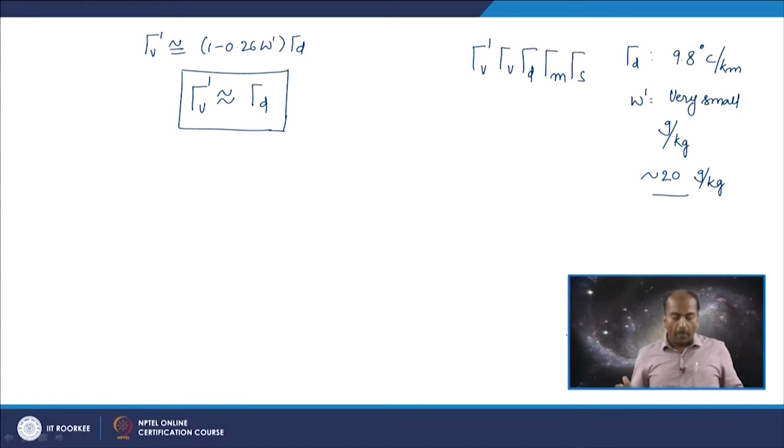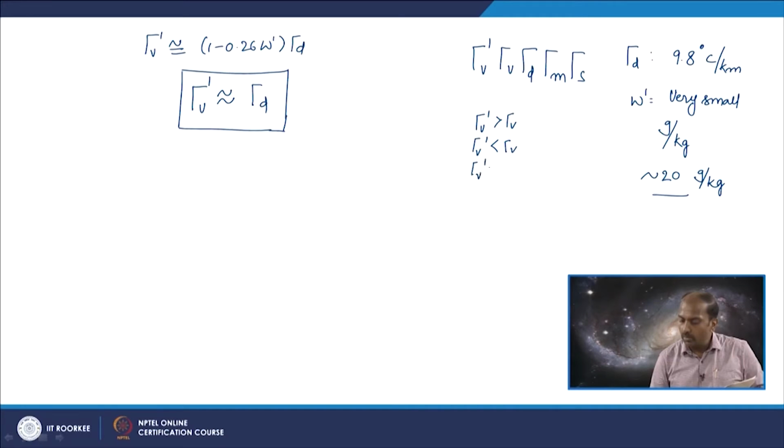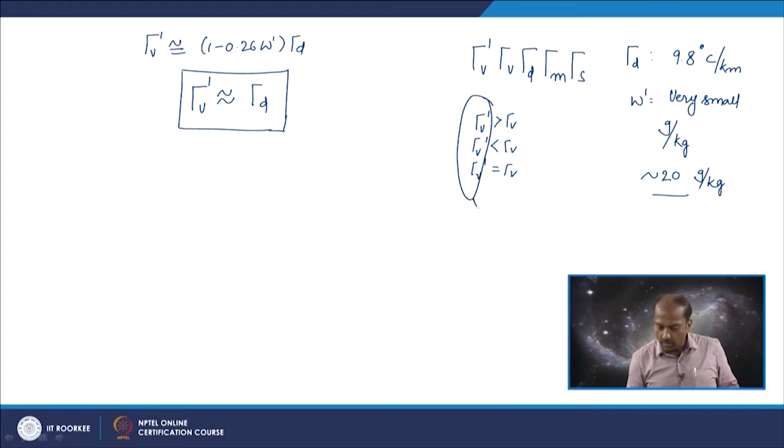But before that, let us remember them: gamma v prime greater than gamma v, gamma v prime less than gamma v, and gamma v prime equal to gamma v. My point is, these three terms can simply be replaced in terms of gamma d, right. It is also important to note that the mixing ratio remains constant inside the air parcel, but for the environment the mixing ratio is not constant. For the air parcel, due to the adiabatic nature, we have taken the mixing ratio to be a constant, otherwise it cannot be a constant.